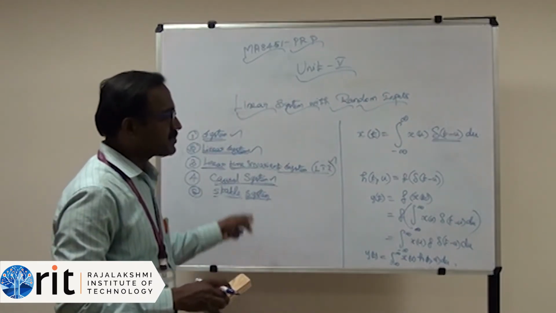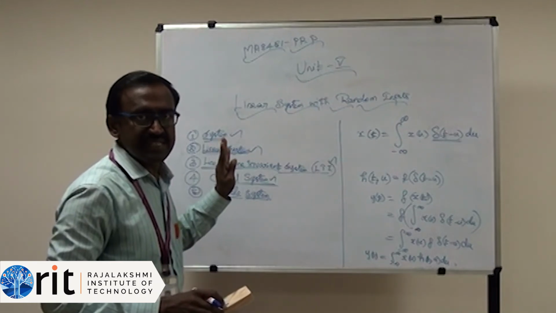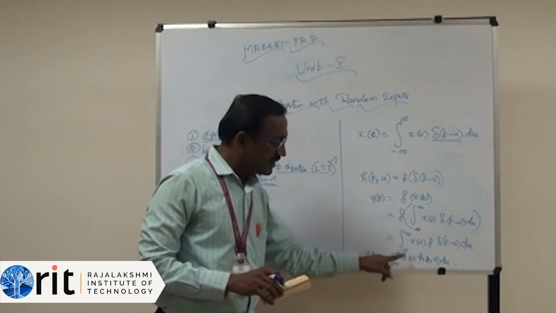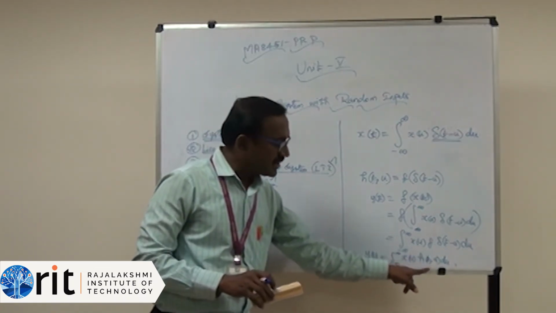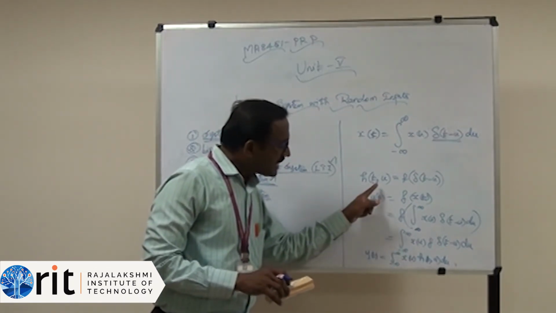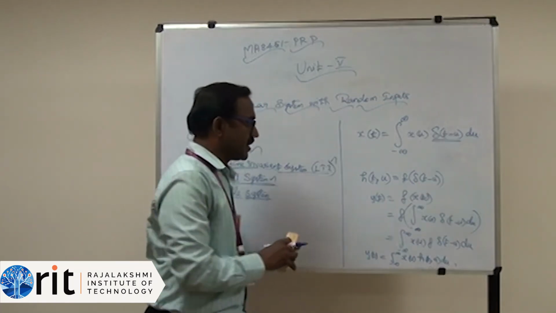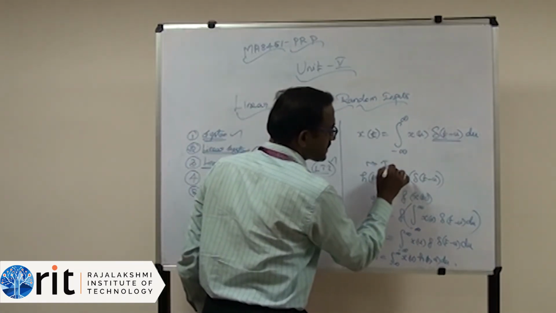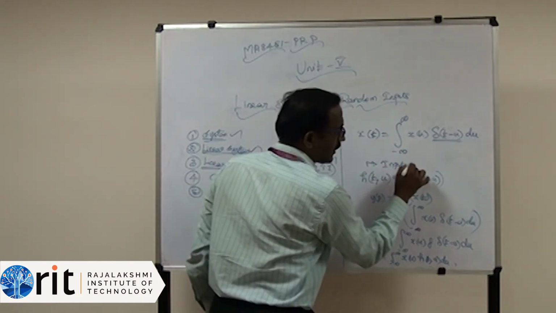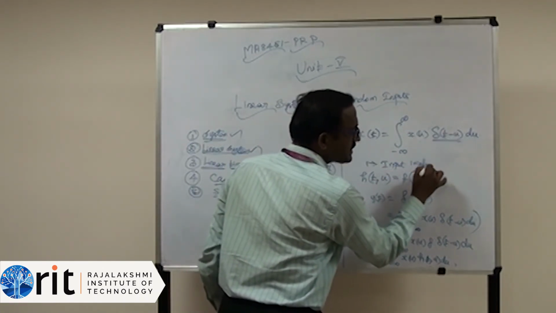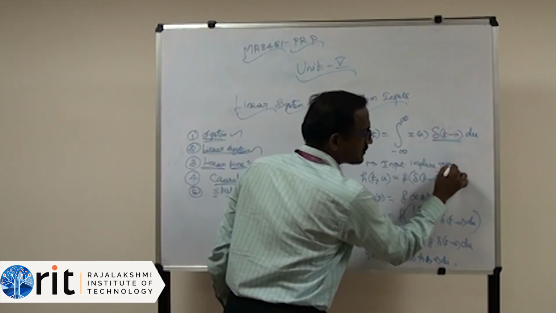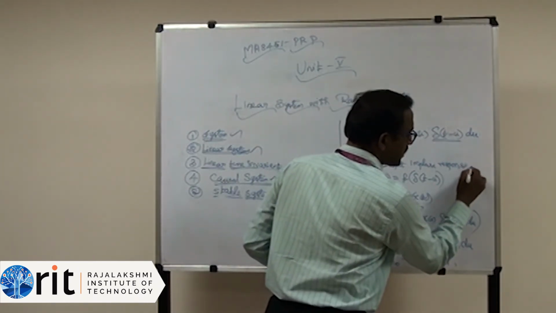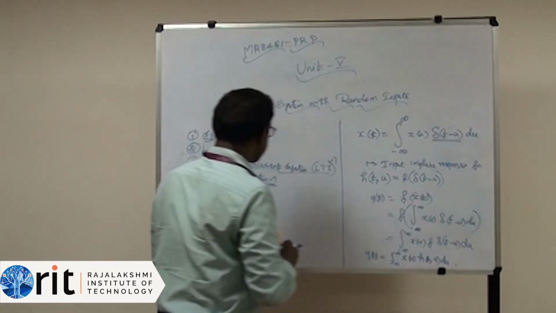So y of t, the integral from minus infinity to plus infinity of x of u and h of t comma u into du, is the impulse response function. Normally we call h the input impulse response function.